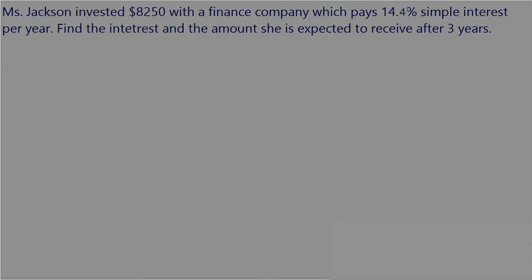Our first example states that Miss Jackson invested $8,250 with a finance company that pays 14.4% simple interest per year. And the instruction states that we should find the interest and the amount she is expected to receive after 3 years. We need to write the formula to calculate the interest. The principal, P, is the amount invested, which is $8,250. And the rate is 14.4%. 14.4% is simply 14.4 over 100.